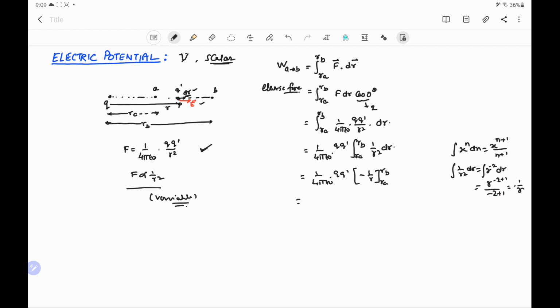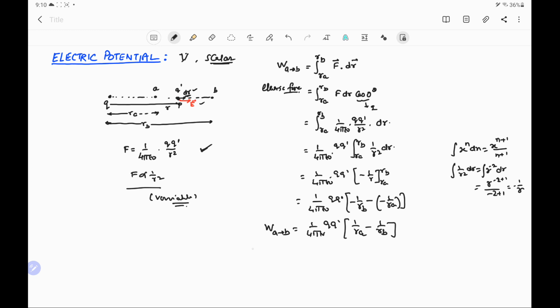And now put the limits, upper limit first. So it will be minus 1 by RB minus, minus 1 by RA. Simplifying, we will get Q Q dash into 1 by RA minus 1 by RB, with the 1 by 4 pi epsilon naught factor. This is the work done from A to B. This work done is the loss in the potential energy because the work is done by the electric force.